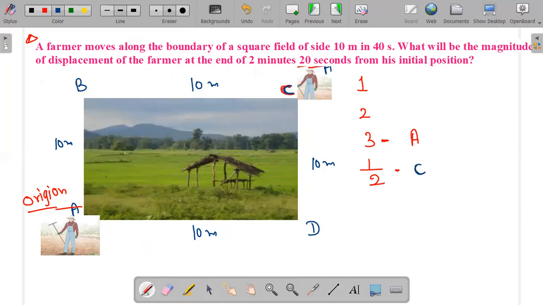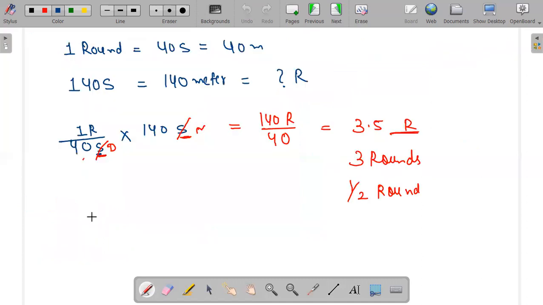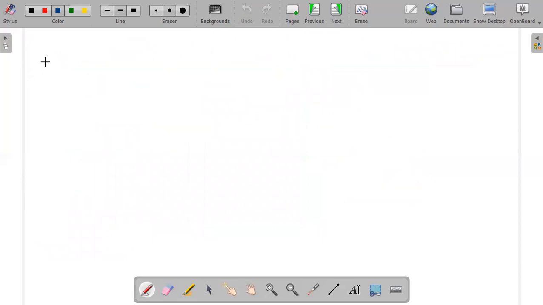So 3 rounds are fully complete, and after half a round he is at C. Remember, he started his position from A. Now I have to find what the total distance is and what the total displacement is. So first of all, what is the total distance?